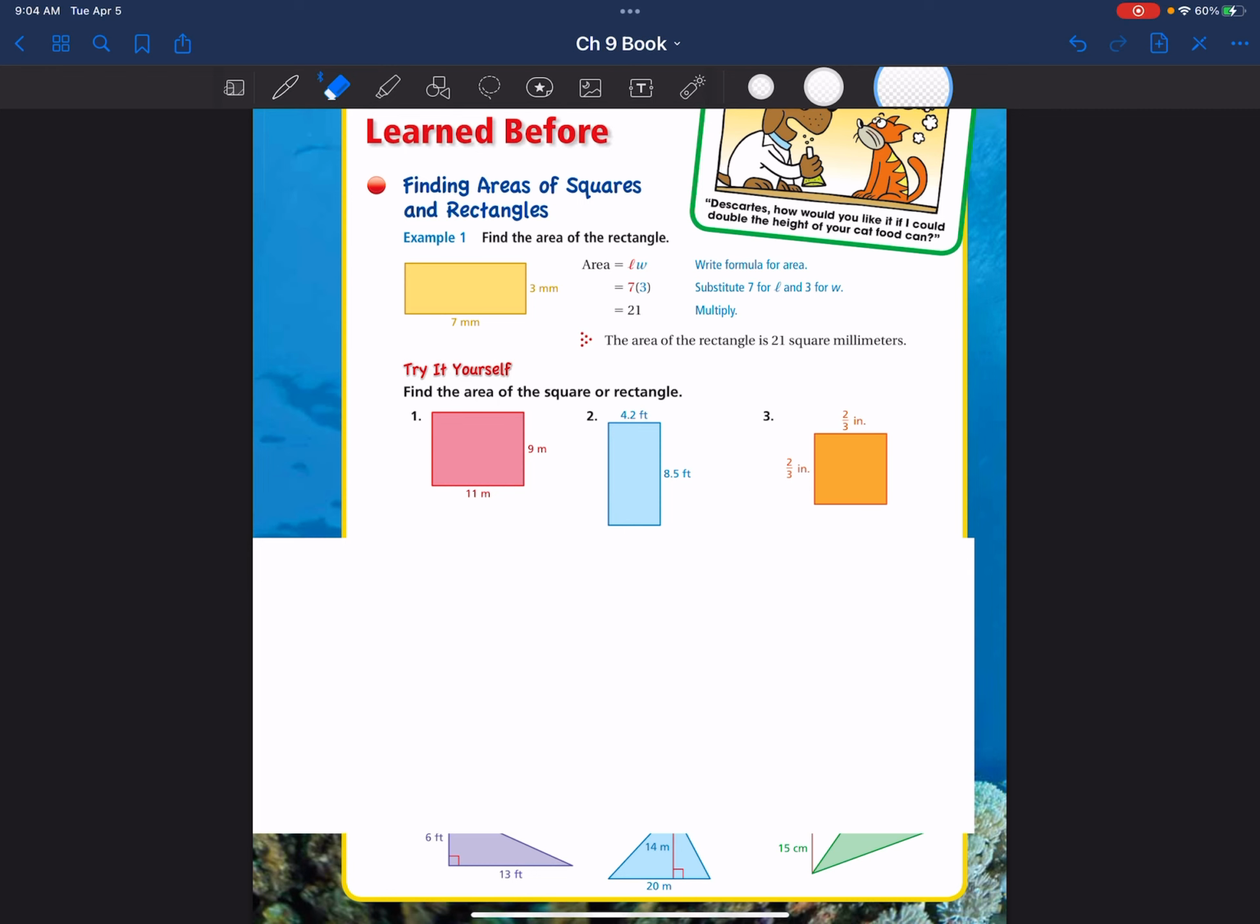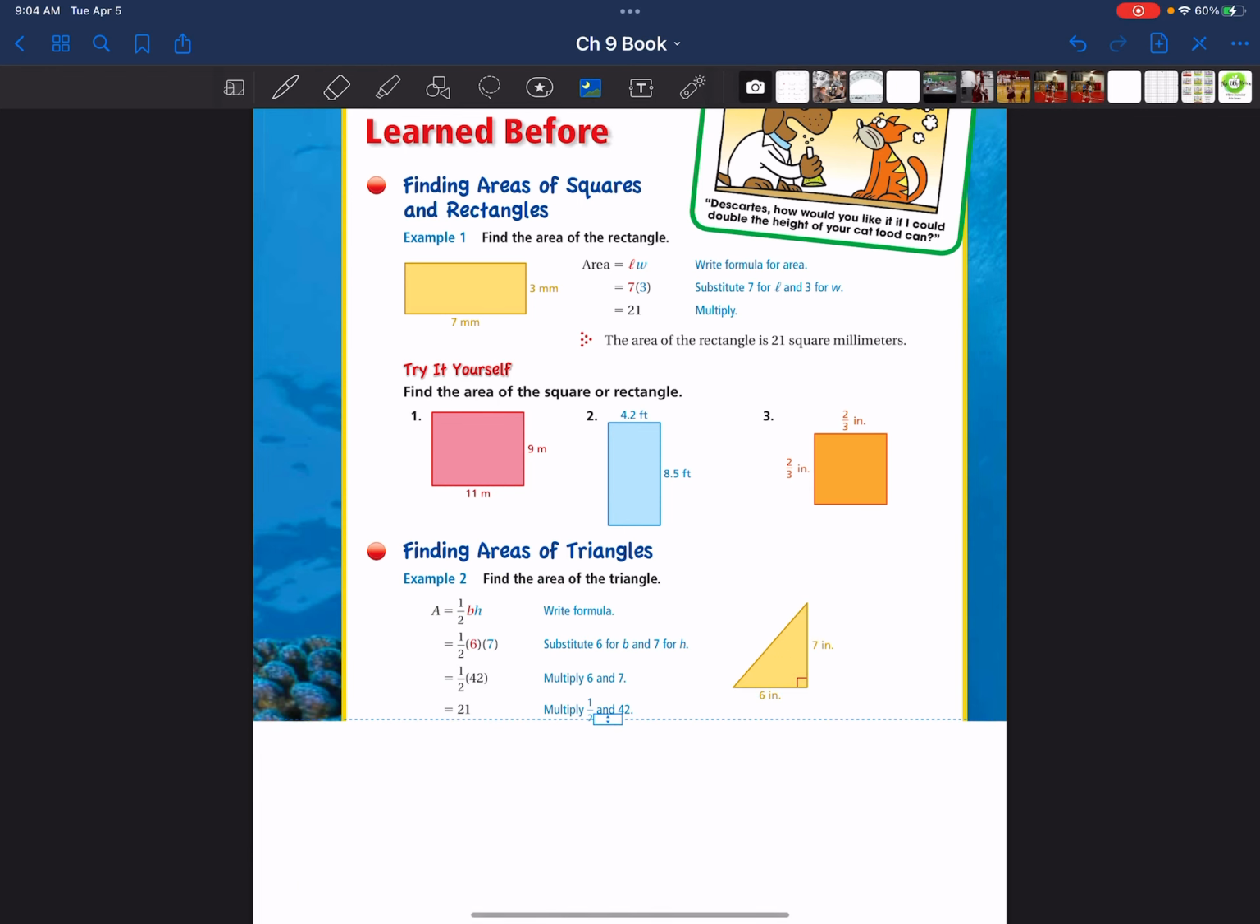We have 3 done for our exit ticket. Now we're going to talk about triangles.